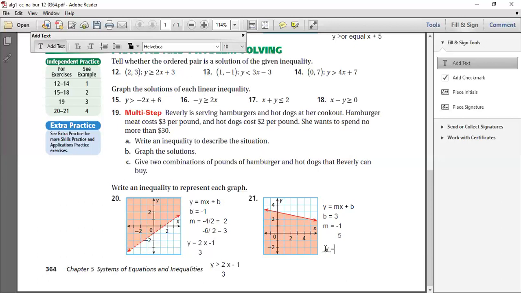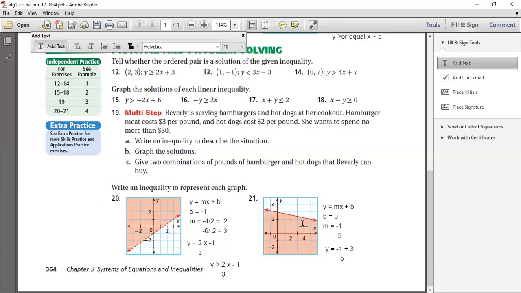So let's write it back in the equation. y is equal to -1/5x, and the y-intercept was plus 3. Now we have to write the inequality, right? So first, before writing the inequality, decide whether it's going to be with the equal sign or without the equal sign. Now, because this is a solid line, of course, it's going to be with the equal sign, right?